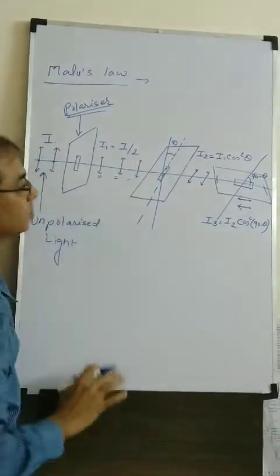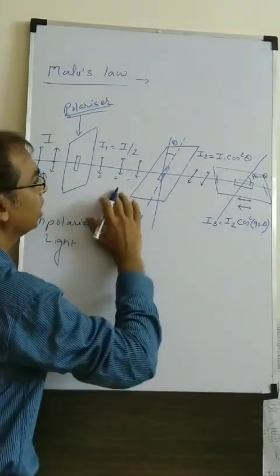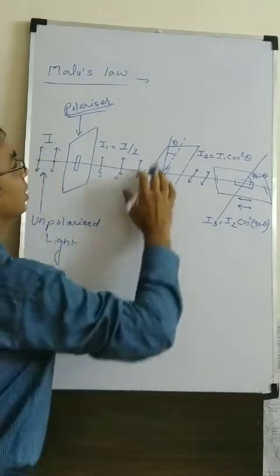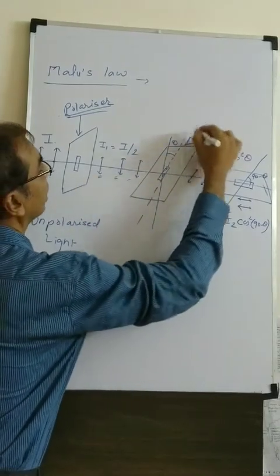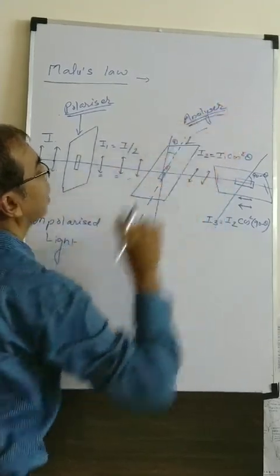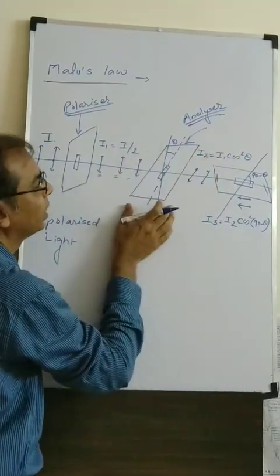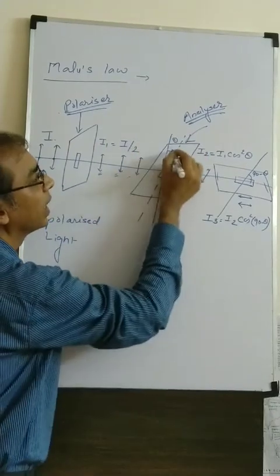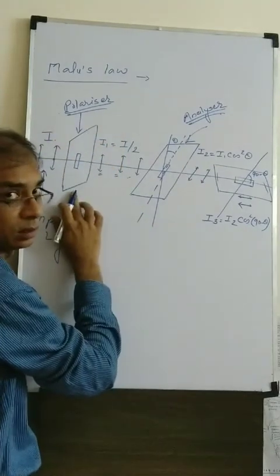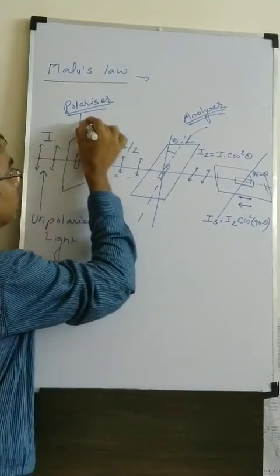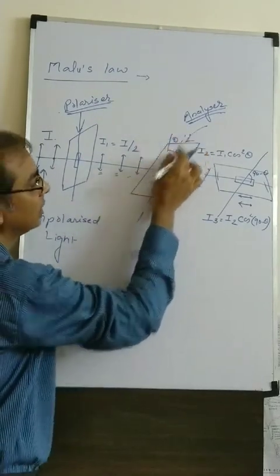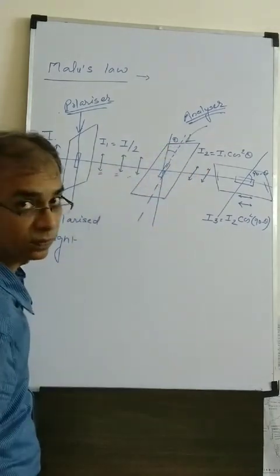So that's the polarizer. What Malus's law says: if we want to decrease the intensity further, then we are going to use analyzers. These are polarizers only, but we are calling them analyzers. The axis of this analyzer is making an angle theta with the axis of the previous polarizer. The axis of the polarizer we can say is along the y-axis, so with the y-axis, this angle theta is made by the axis of the analyzer.